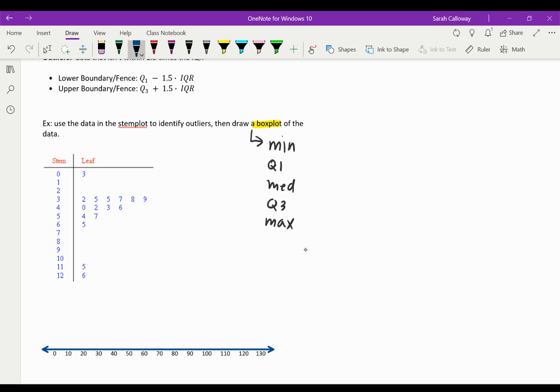So the minimum value is the smallest number. My smallest number here is 3, so I can just write that as a 3. And then the largest number is 126.